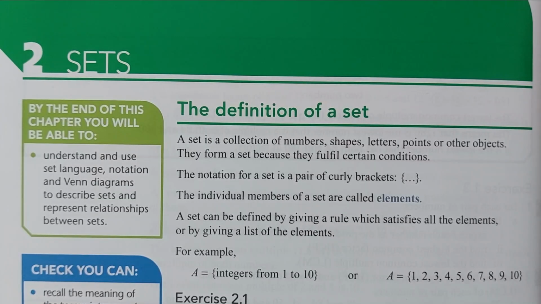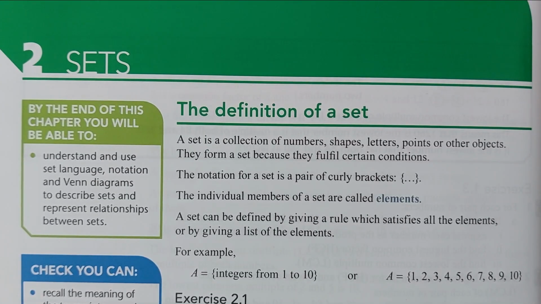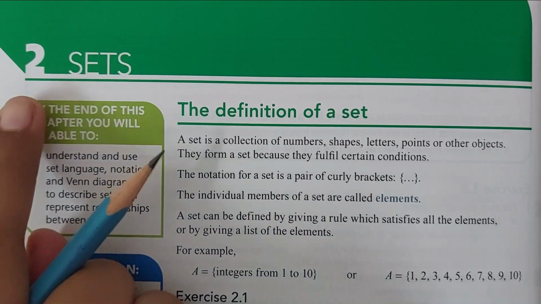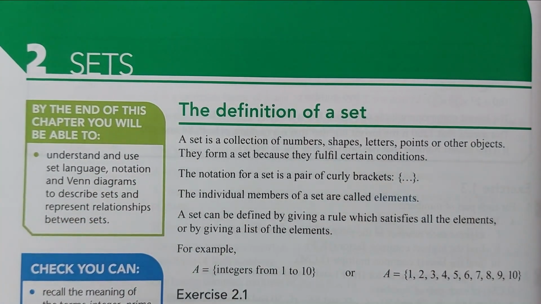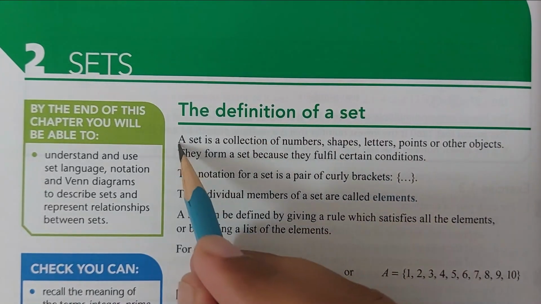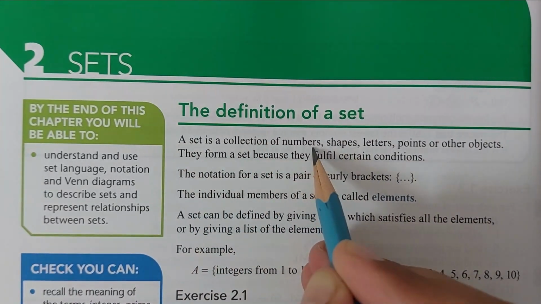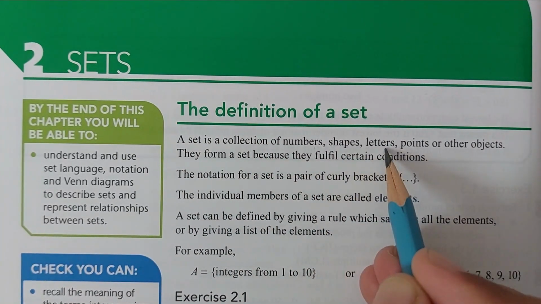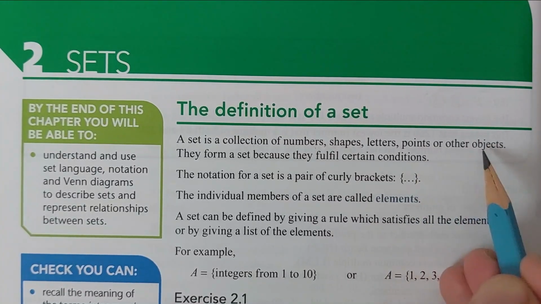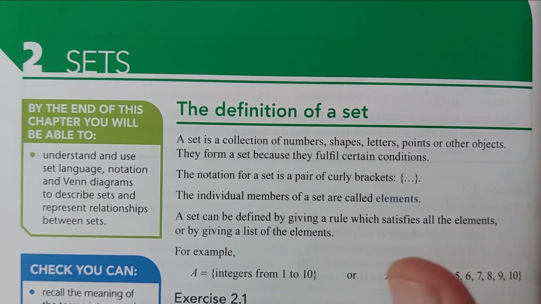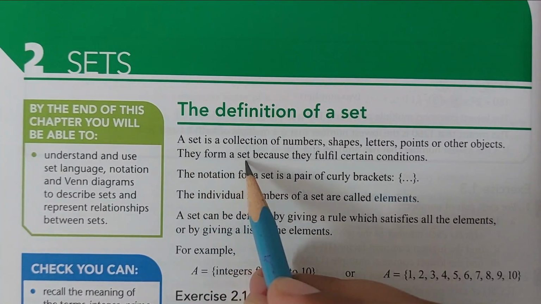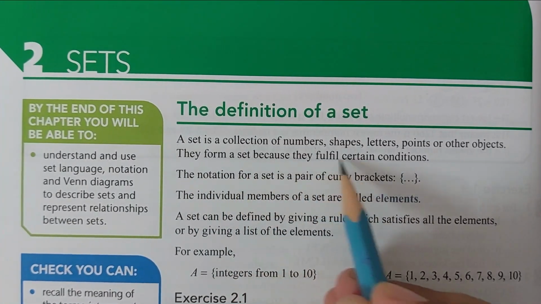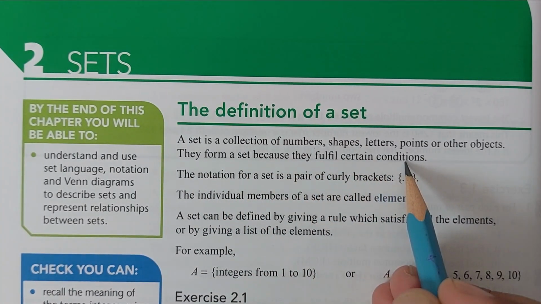In this video series, I'm going to start the next chapter, which is chapter 2, sets, right? So first we are going to learn about the definition of a set. Let's begin. A set is a collection of numbers, shapes, letters, points, or other objects. That is a collection, basically, of anything. They form a set because they fulfill certain conditions, right?